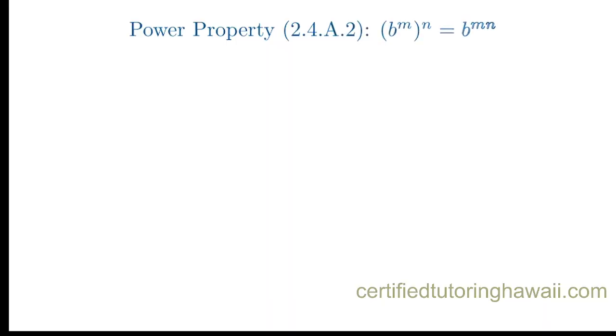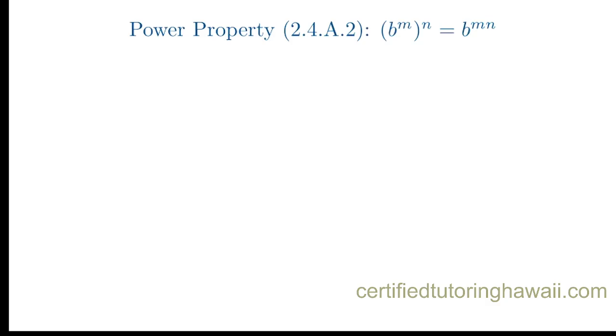Your objective here is to learn how the power property allows you to change the base of an exponential function. This is the power property. It states that when you raise a power to another power, you multiply the exponents. So, b to the m, all raised to the n, is equal to b to the m times n.